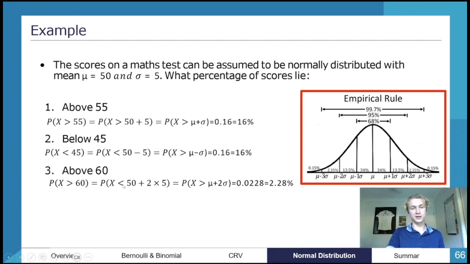60 is 50, the mean, plus 2 times 5, or the mean plus 2 standard deviations. So we're looking above here for 2.35% plus 0.185%. We get 2.28% there, or 0.0228.